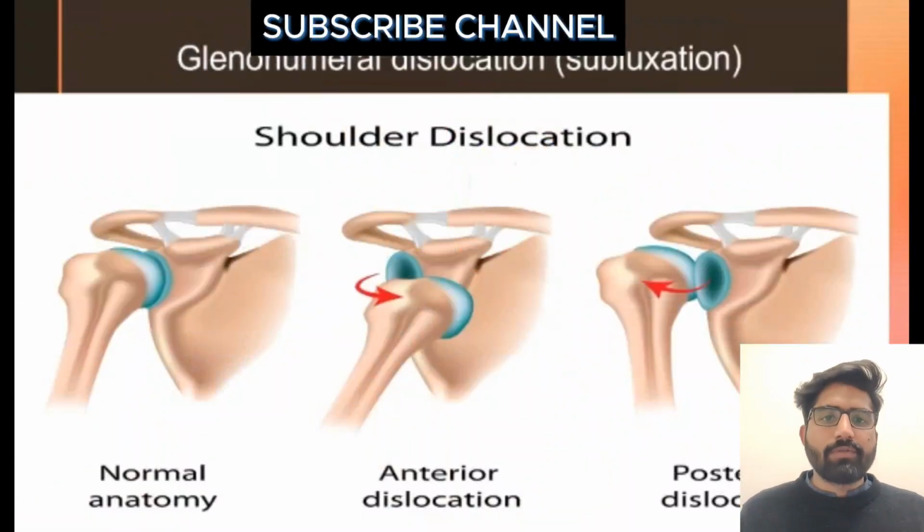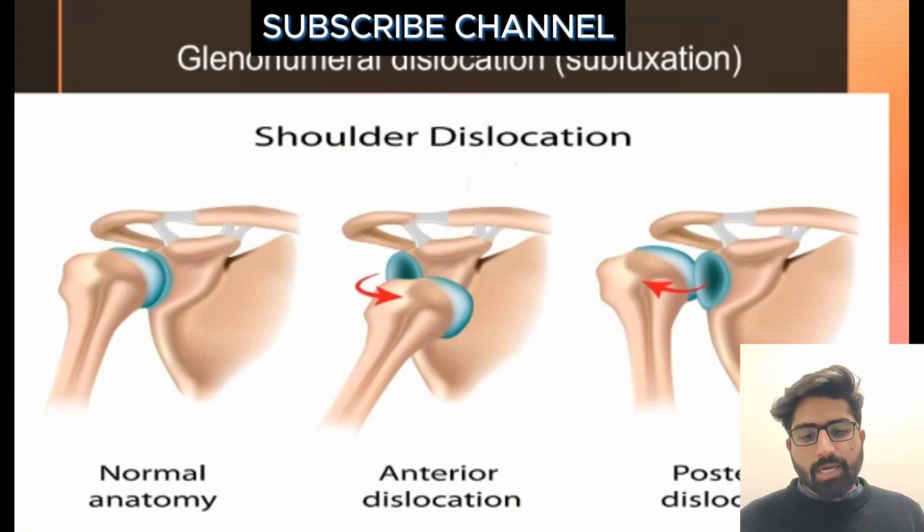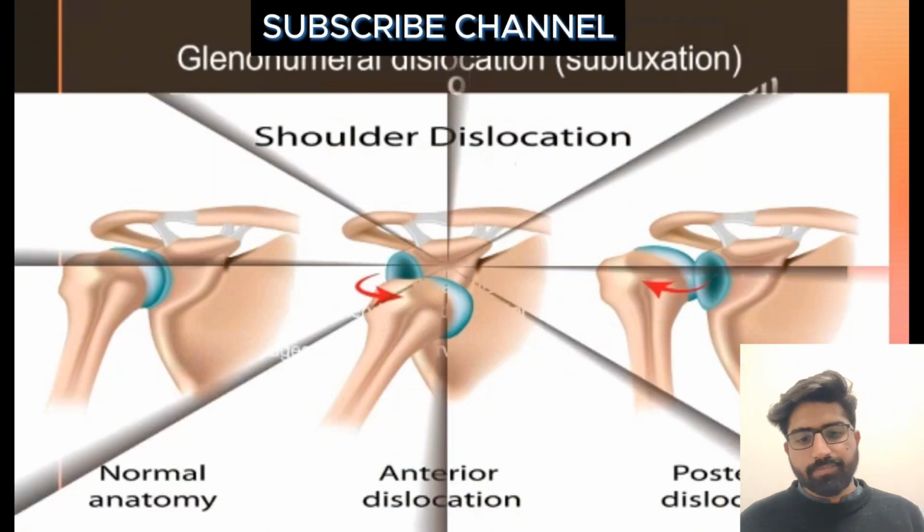While the other type of injury of the upper limb is the most common type, glenohumeral dislocation, or shoulder dislocation, it is also labeled as shoulder subluxation. This is the normal anatomy, while the anterior dislocation is shown here, and posterior dislocation.